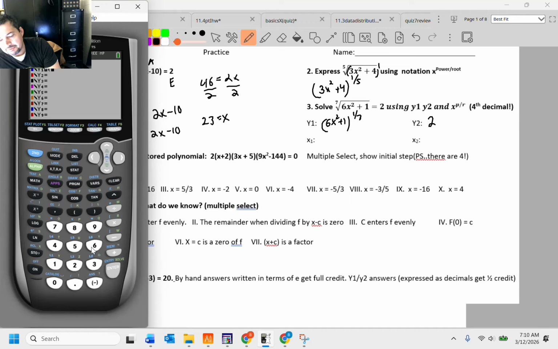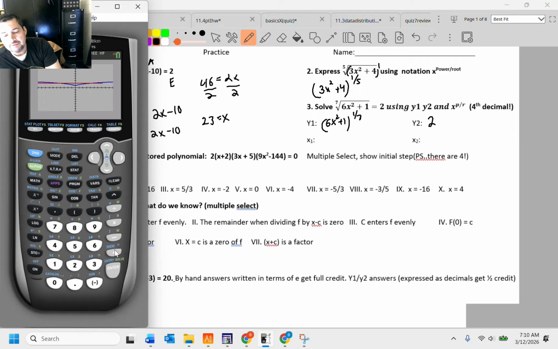What we got here? We got a parentheses, 6x to the second plus a 1. And that is rooftopped to the 1/7. Got to understand power over root. 2 in y2, zoom 6 that thing, and see what we see. Looks like it's one of these that has symmetry, which is cool. So it's going to have 2 answers, but I only got to know one of them, and I just use the plus or minus symbol.